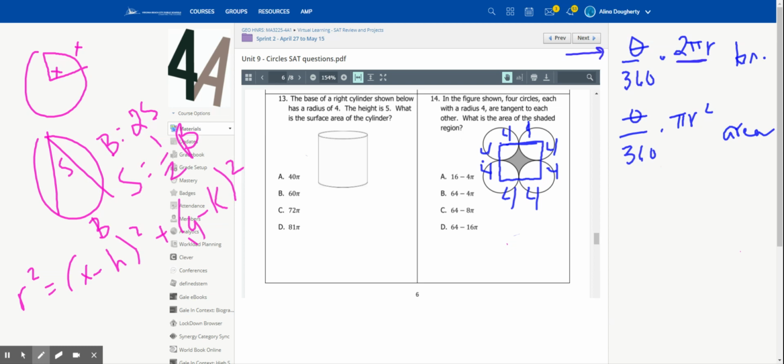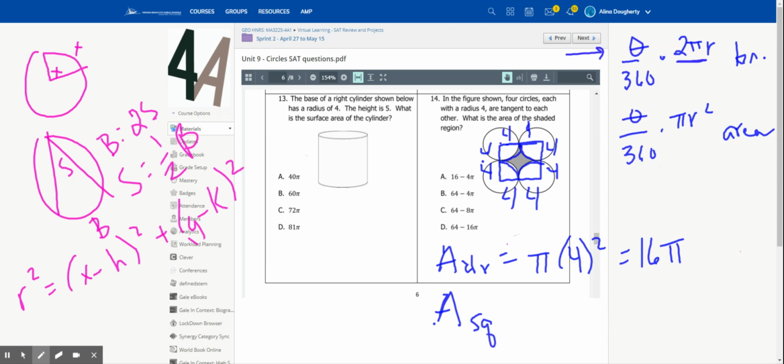What is the area of the shaded region? So if I've got 1, 2, 3, 4 quarters of a circle, that makes a whole circle, right? And I can do the area of the circle. All 4 of those parts make one circle. It's just going to be pi times 4 squared, or 16 pi. Then I can do the area of the square.